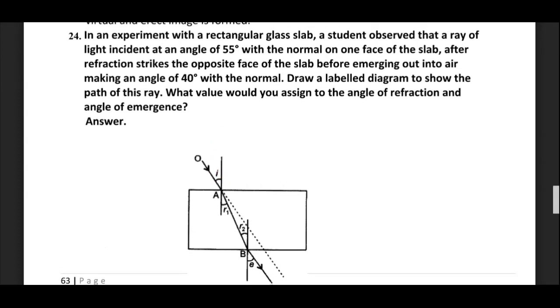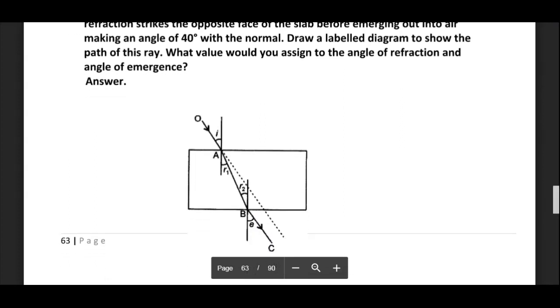right? So this experiment might have been done earlier in school. So the ray goes like this, making an angle i that is 55 degrees with the normal, and bends at angle r1 and forms angle r2 with the normal, and it comes out to be 40 degrees over here. That is the angle of emergence, right? Okay.